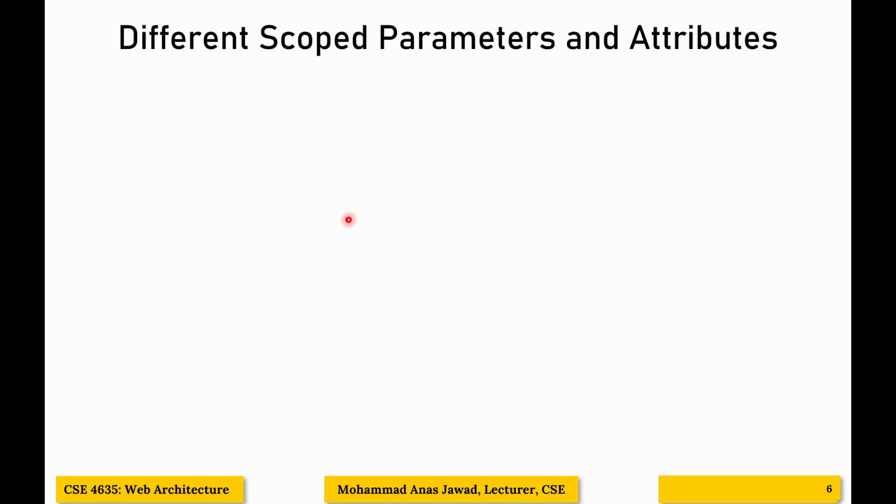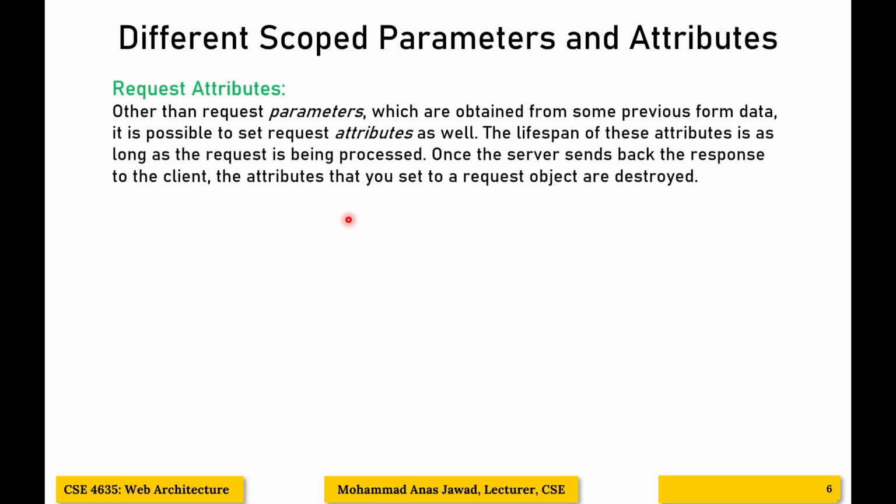Now let's talk about request attributes. So we already know that it is possible to have request parameters, right? These request parameters are available through HTML forms that we fill up. Whenever the input data inside an HTML form is passed on to some servlet, then we can get those parameters by using the request.getParameter method, right?